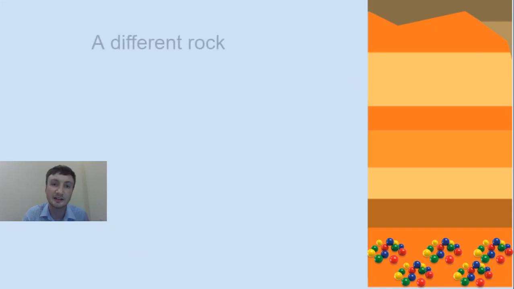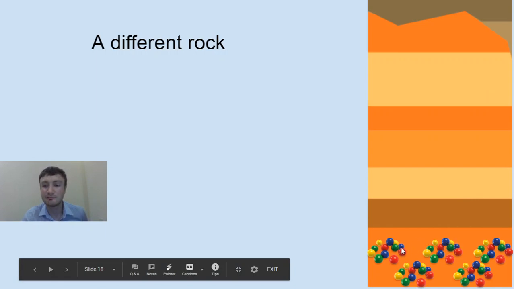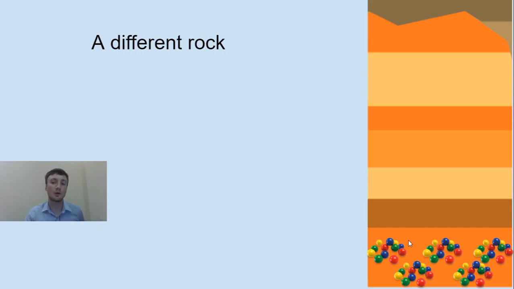So now if we look at a different rock, we've got a different rock here, and we look down and we see there's this one layer and it's full of these marbles. Now we have to guess how old this bit of rock is. This is a different rock, so we don't know the ages of the different layers, but maybe we can guess, because we know that the marbles fell 65 million years ago. We know that all over the planet marbles fell 65 million years ago.